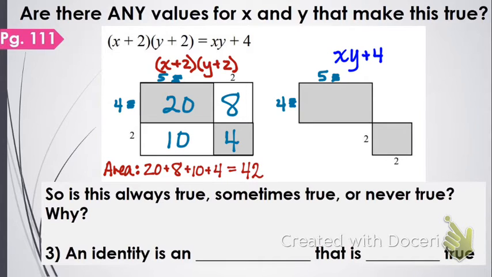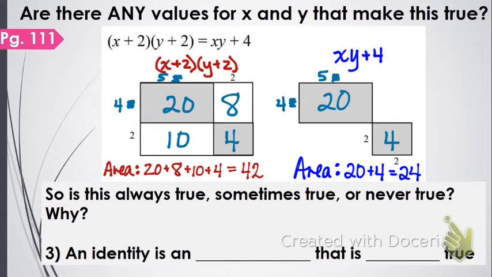When I look at the other area model, I need it to come out to be the same if these are the right values for x and y. What would the area of this be? 20. And here? 4. So what would the area of this one be? 24. Same area? No. Is anything about them the same? Yes. What would be the same? The 2 squared, so the 4 is the same, right? What else is the same? The 20 is the same.